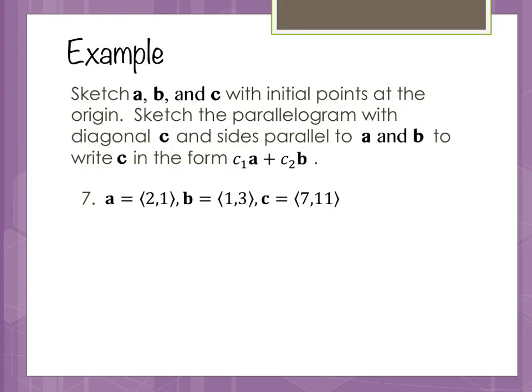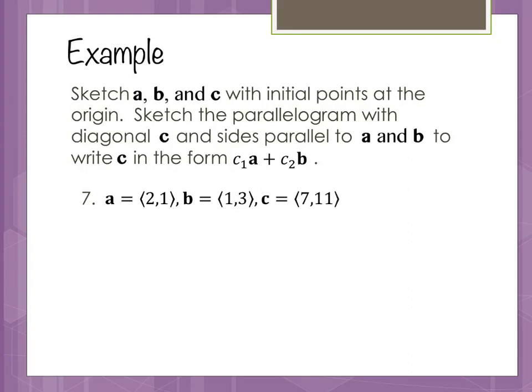Here's our last example. This example says to sketch A, B, and C with the initial points at the origin. So they actually tell us they want us to start at a specific place. And then they want us to sketch a parallelogram with diagonals C and sides parallel to A and B. And then write C in the form C1A plus C2B. So we're just going to take it piece by piece and start with the part where it says sketch.